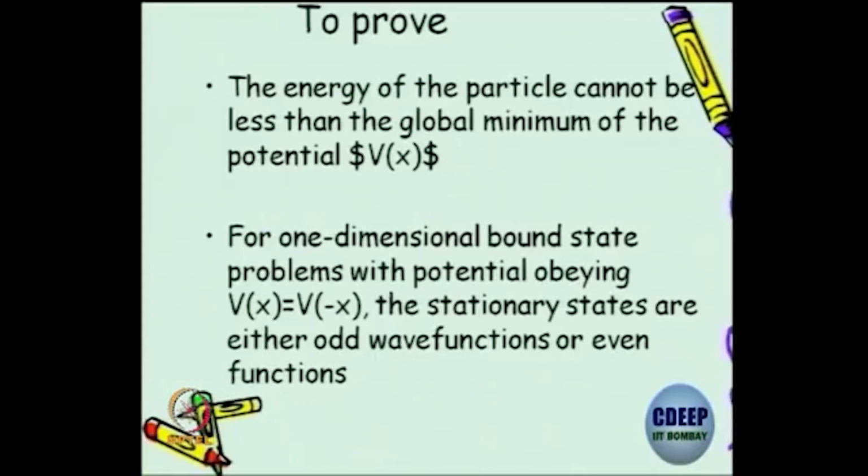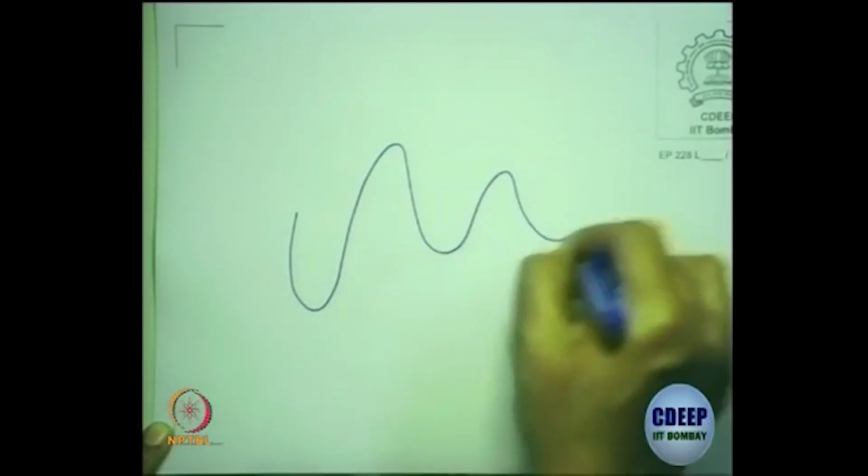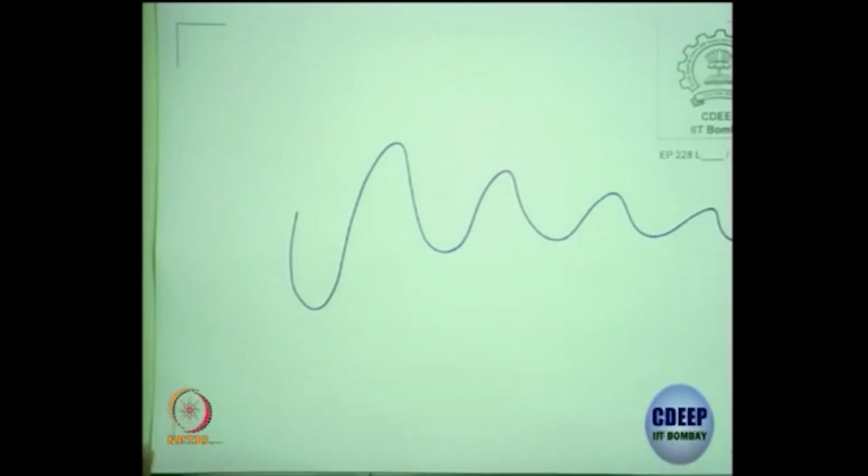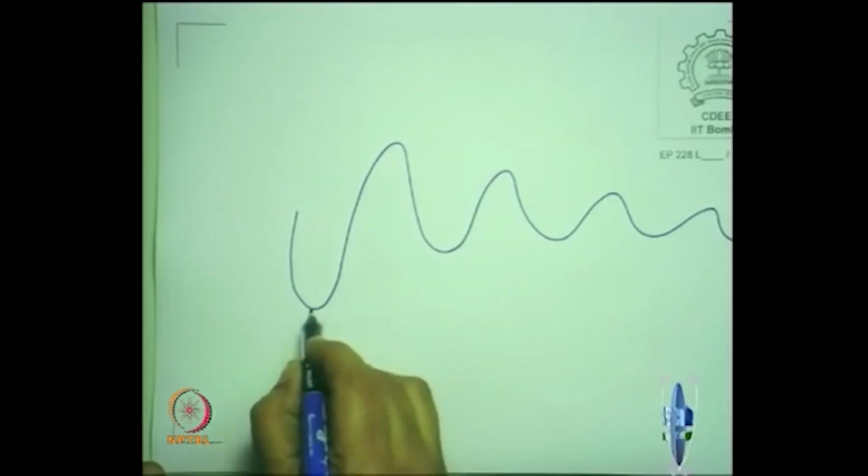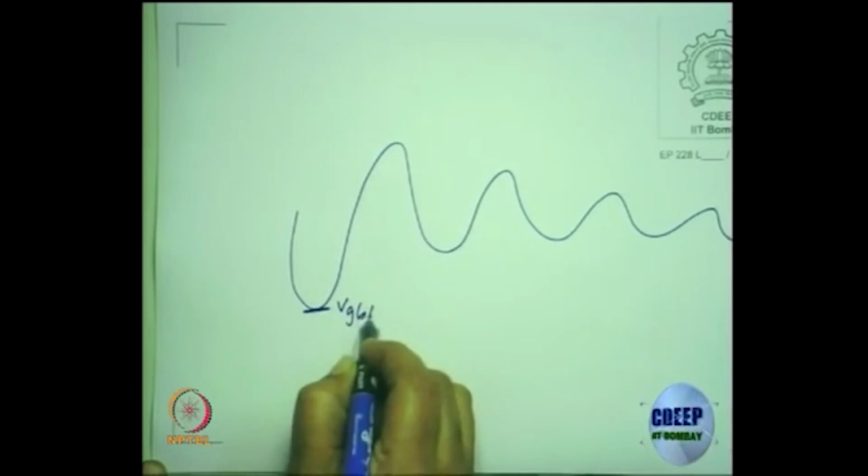Okay, so this is also something which I want you to know. The energy of the particle can be less than the local minimum, but not the global minimum. What do I mean by that? Suppose I have potentials like this, which is the global minimum? This one is V global minimum.